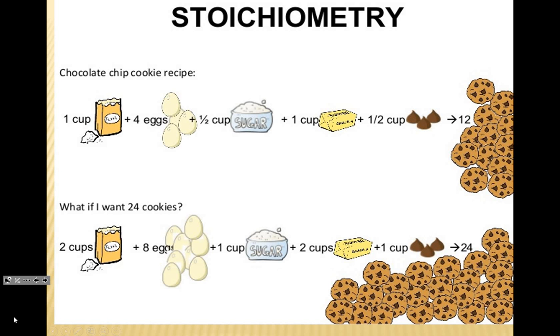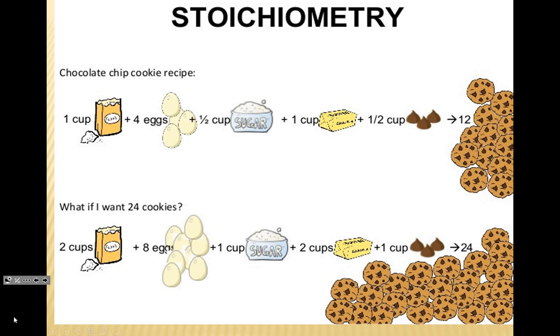Well, it's not just one thing now. I'm working with several different things. I need 1 cup of flour, 4 eggs, half a cup of sugar, a cup of butter, and half a cup of chocolate chips, and that'll give me 12 cookies. So that's a little bit more involved. What if I want 24 cookies? I double the recipe, right?